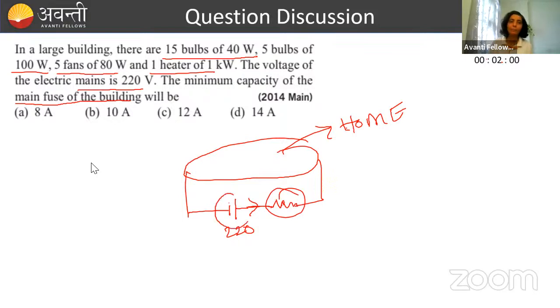So that power will get supplied by mains only. Suppose all the appliances together are drawing P power. That P power will come from where? This 220-volt main supply, right? So power can be written as V into I. So that current I will pass through this fuse. Done. So you just need to calculate how much power this home requires. That should be our task. Voltage is already given. Current we need to calculate, right?